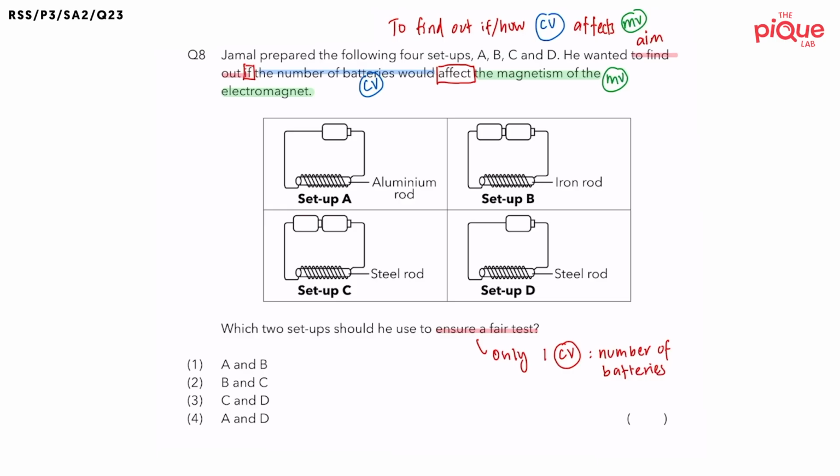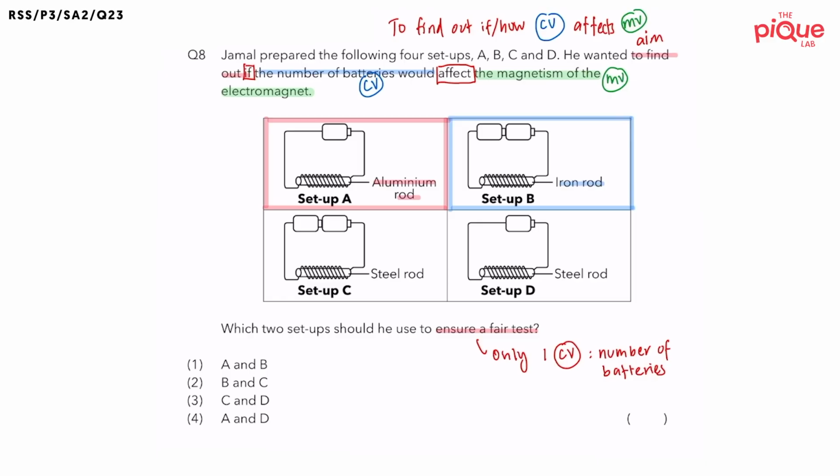Option 1 asks us to use setups A and B. What is the difference between setups A and B? You can see that the number of batteries is different between the 2 setups. Setup A has only 1 battery in the circuit, while setup B has 2 batteries in the circuit. However, is that the only difference between both setups? No, the type of rod is also different. Setup A is using an aluminum rod, while setup B is using an iron rod.